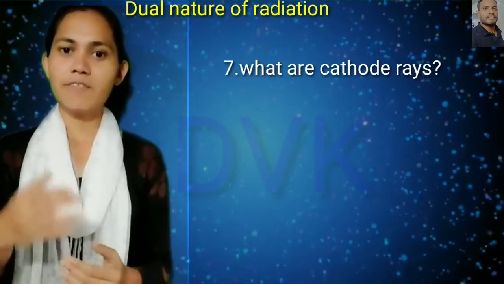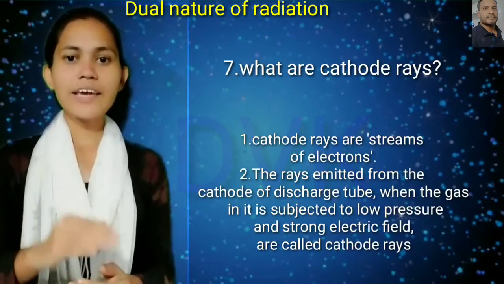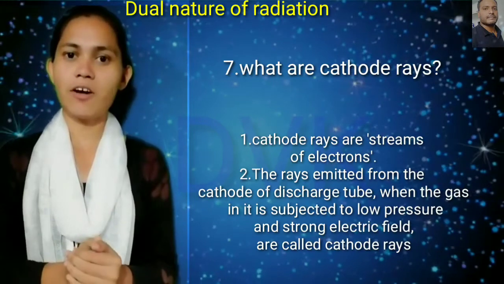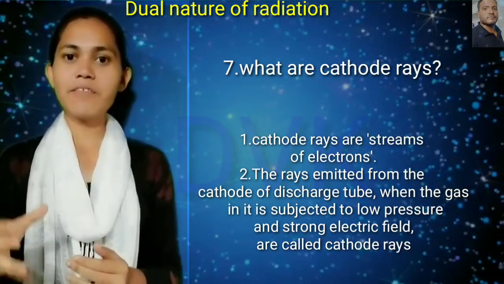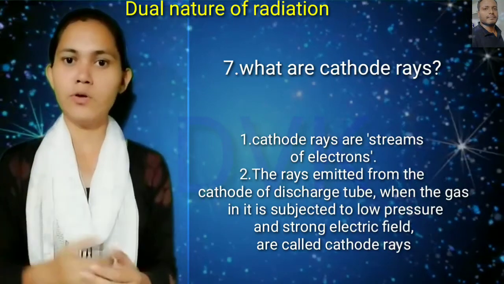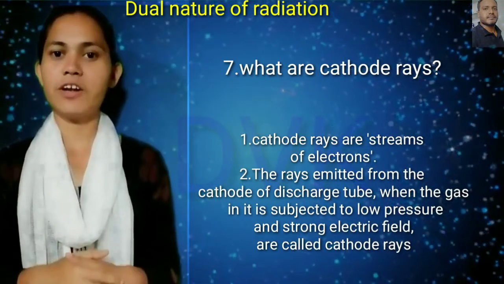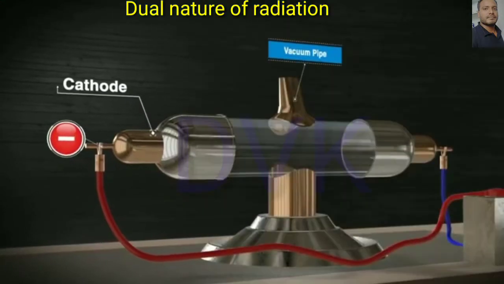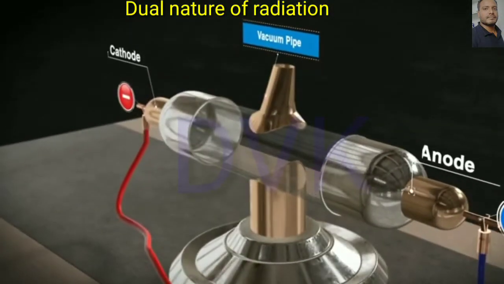The next question is, what are cathode rays? Cathode rays are streams of electrons. The rays emitted from the cathode of a discharge tube when the gas in it is subjected to low pressure and strong electric field are called the cathode rays. Discharge tube.